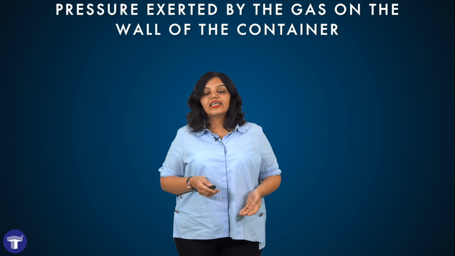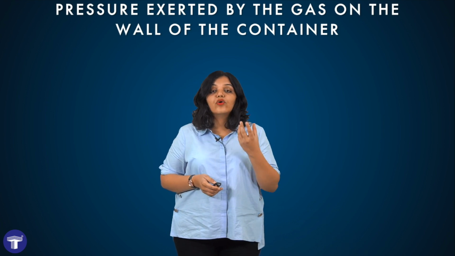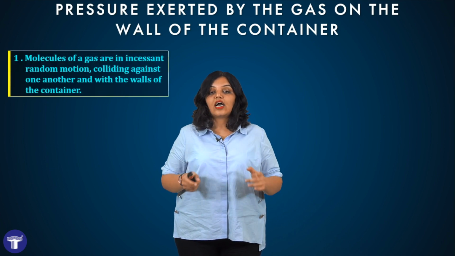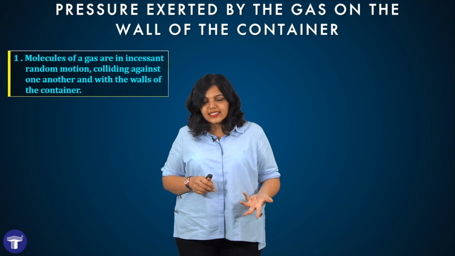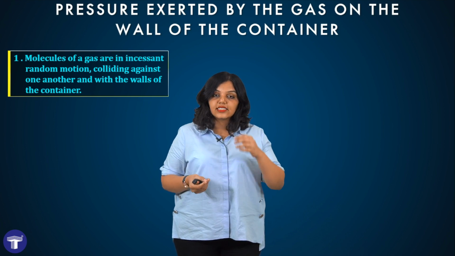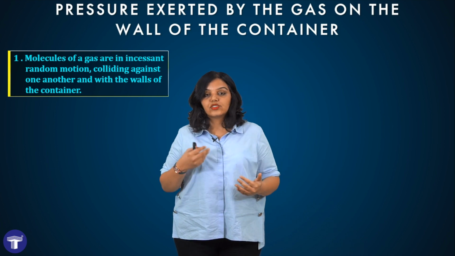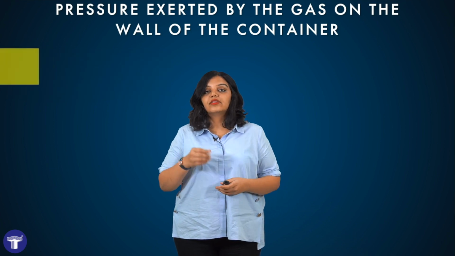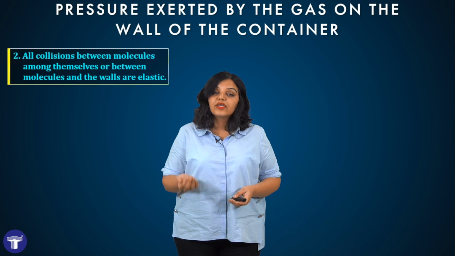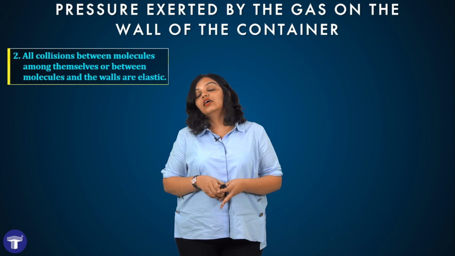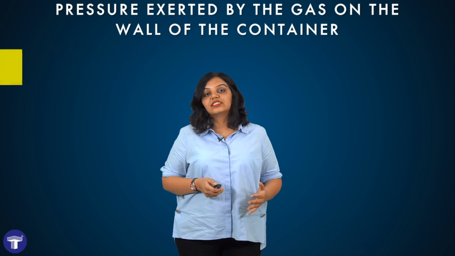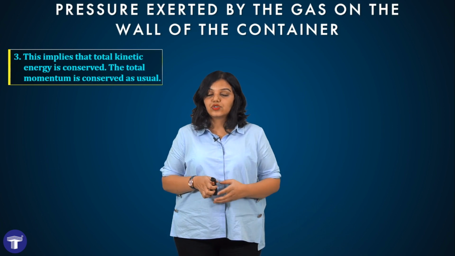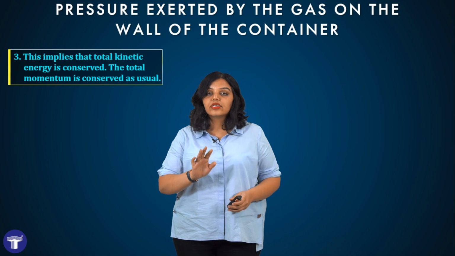So let's see how to find out the pressure exerted by the gas on the wall of a container. Firstly, we must remember that the molecules of a gas are in incessant random motion. This is an assumption of the kinetic theory of gases. We also say that they collide against one another and with the walls of the container. All collisions between the molecules among themselves or between the molecules and the walls of the container are elastic, which means that the total kinetic energy will be conserved and the total momentum as usual is conserved. So let's just think about this for a moment.